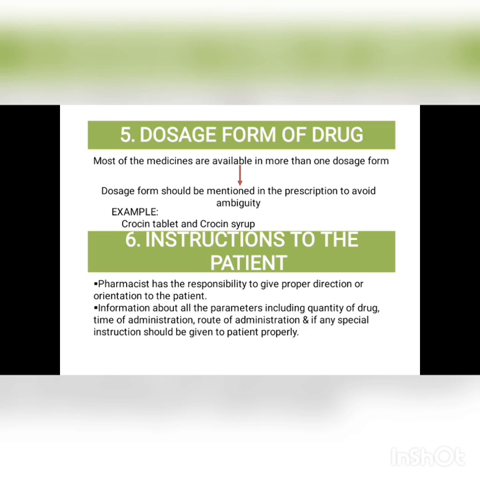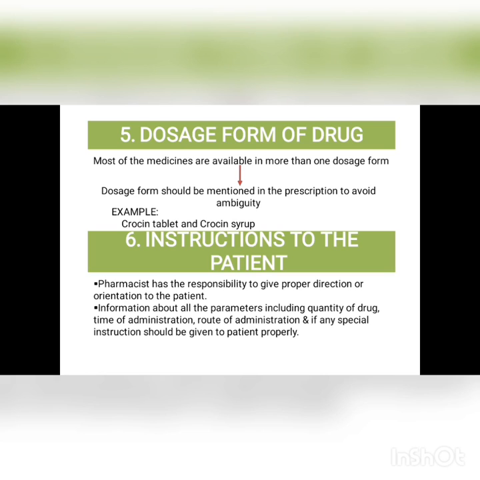Most of the medicines are available in more than one dosage form. In such cases, the dosage form should be mentioned in the prescription by the prescriber to avoid confusion. For example, there is crocin tablet and there is also crocin syrup. So, the dosage form should be mentioned.